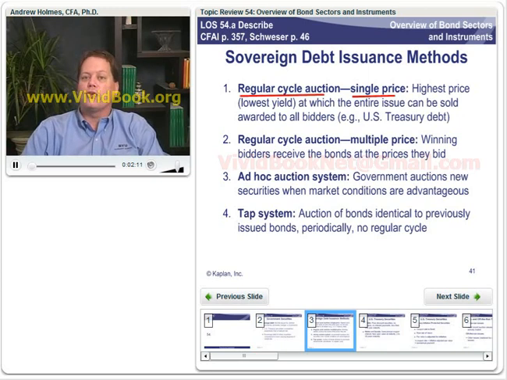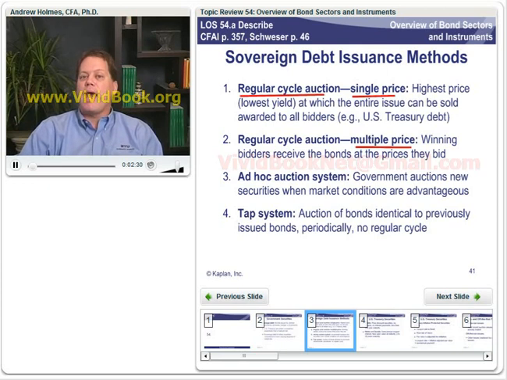We could also have multiple prices, that is where we'd let people bid, and the winning bidders would receive the bonds at the prices at which they bid, and so some people would get higher yields, other people would get lower yields, and of course if you tried for too high a yield, too low a price, you wouldn't get anything at all. That's the incentive to stay up in the top.